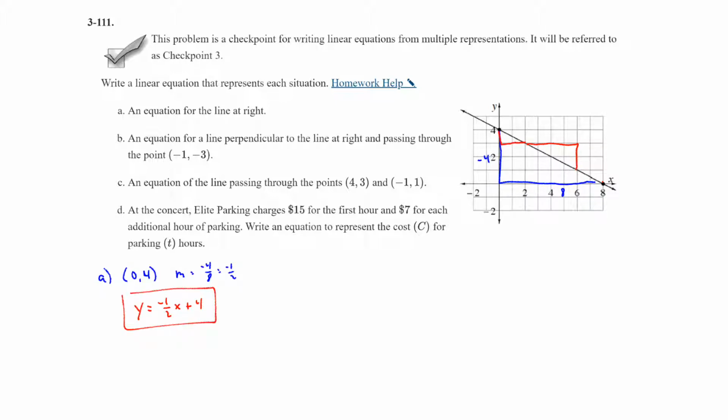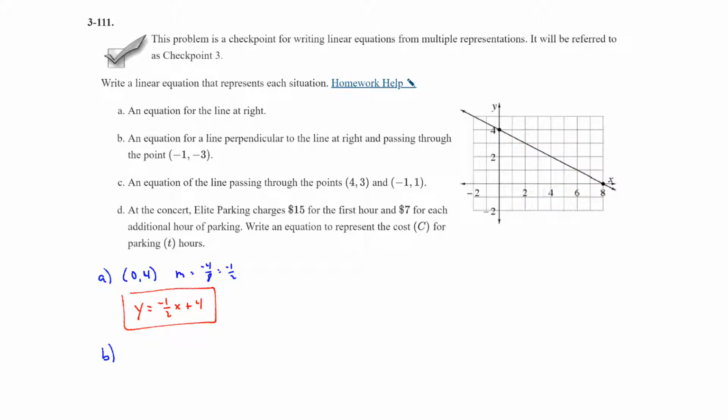And remember, there are different ways to approach writing an equation. So if I show you something and it's not the way you did it, just double check that your method or your idea still works as well. B, an equation for a line perpendicular to the line at right and passing through the point negative 1, negative 3.